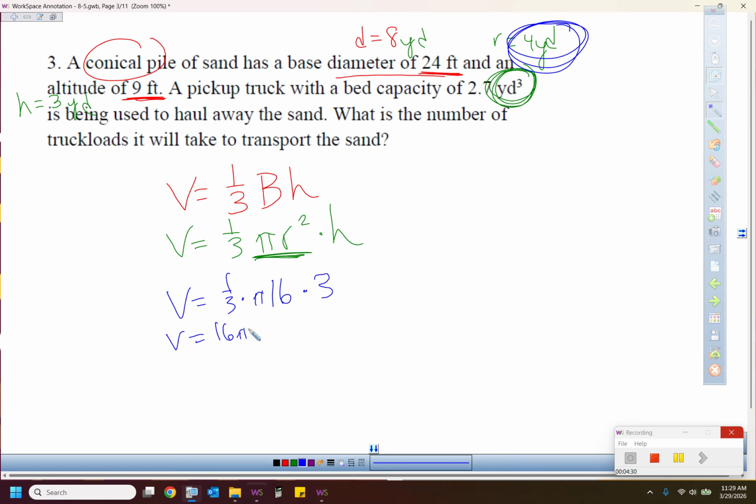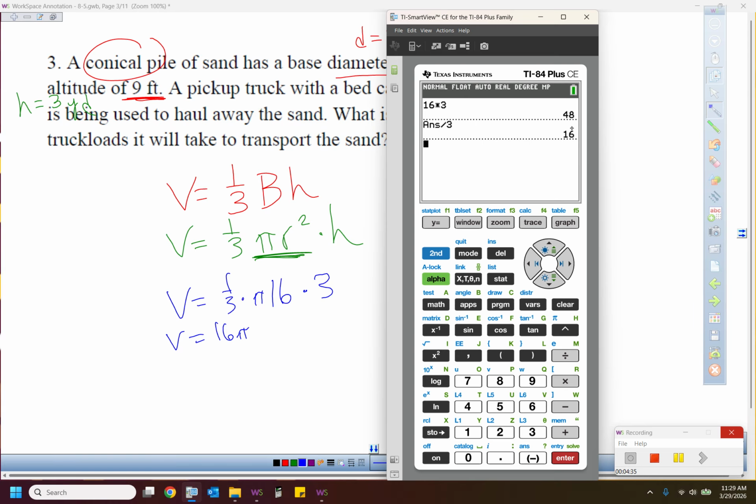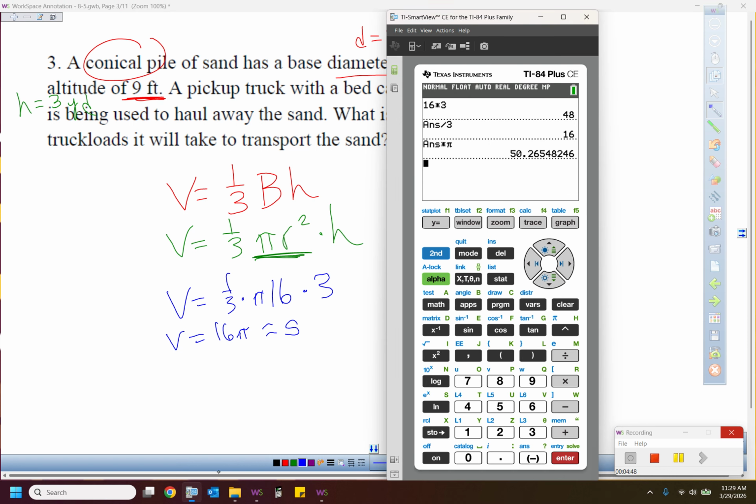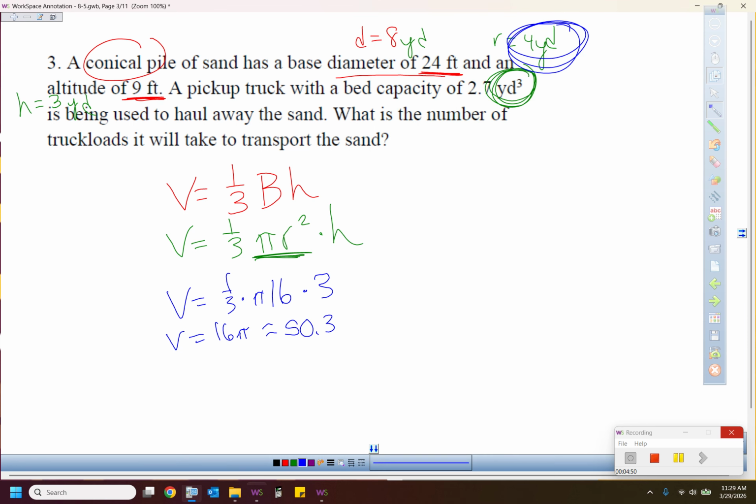So we can stick the pi with it, but a lot of them on homework aren't going to come out nice. So what you can do is this number here, it still has to be taken times pi. Just take it times pi. Don't round that off if it's nasty. We're going to round off the number that has been taken times pi. So about 50.3 cubic yards is the volume of that. That's how much sand there is.